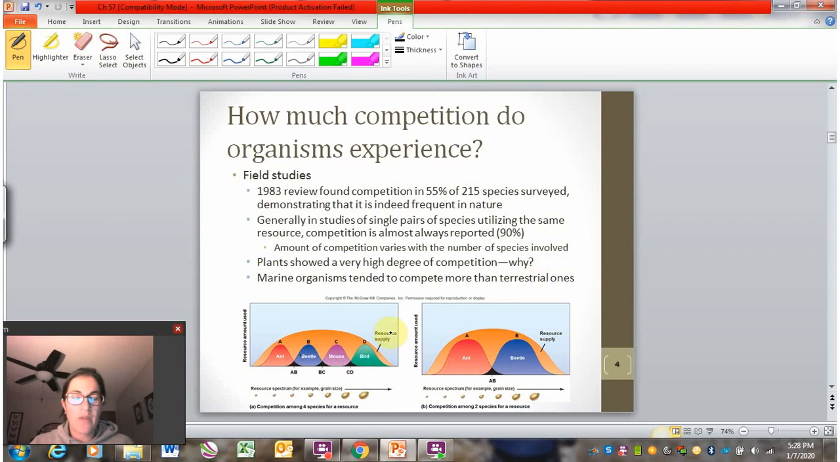Whereas animals do have some potential to move, right? So if there's a lot of beetles and the ants are having a hard time, they can go to a different location and try and access more food. We also see marine organisms tending to compete more than terrestrial ones, and this may be due to resource limitations there.